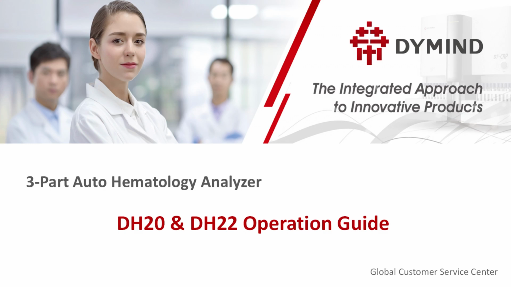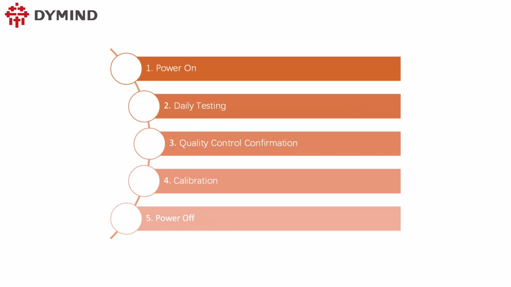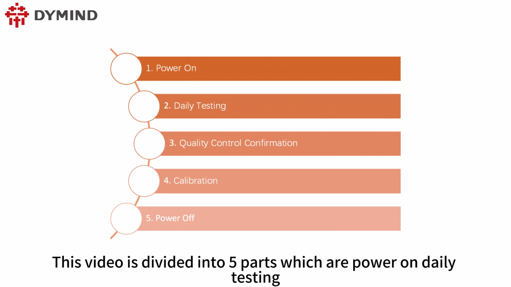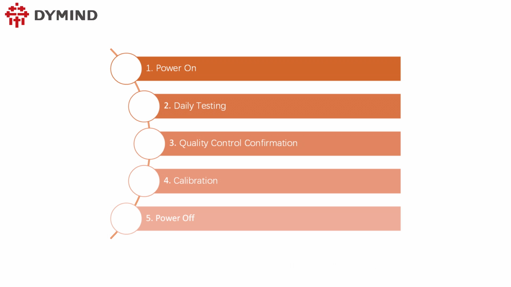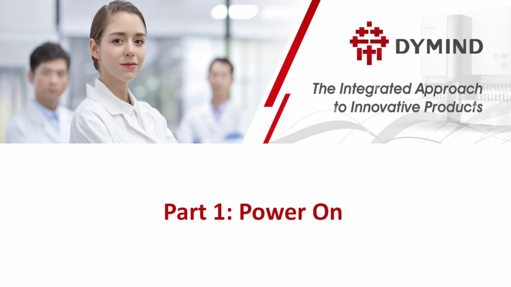DH20 DH22 Operation Guide. This video is divided into 5 parts, which are power on, daily testing, quality control confirmation, calibration, and power off. Part 1, Power on.